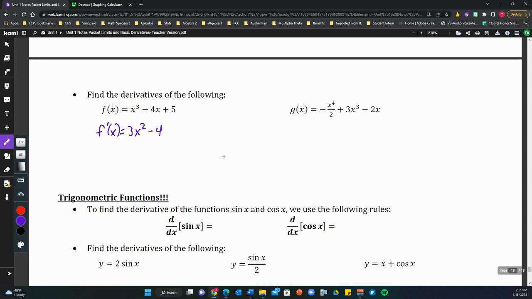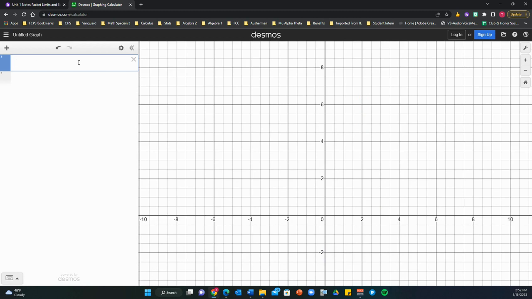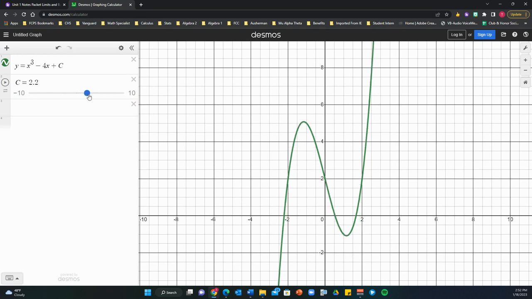So what that really means is if you were to look at this function compared to x cubed minus 4x plus 10, both of these guys have the same derivative. They both change based on the function 3x squared minus 4. And we can see that if we go to Desmos, if I type in x cubed minus 4x, and I'm going to put plus c. So what that means is if I just change the value of this constant, if you look at it, I'm not changing the shape of the graph.